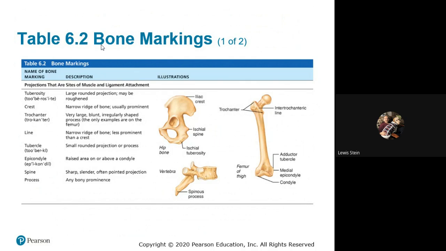Projections are many. Some are unique to bone. The lower extremity is peak bone. These are where giant muscles attach. We have a fancy name. They're called trochanters. Very large, blunt, regularly shaped, only on the femur. In between them, there's a line. It's really a bridge called the intertrochanteric line.